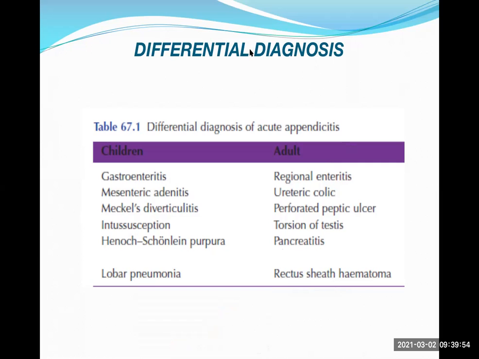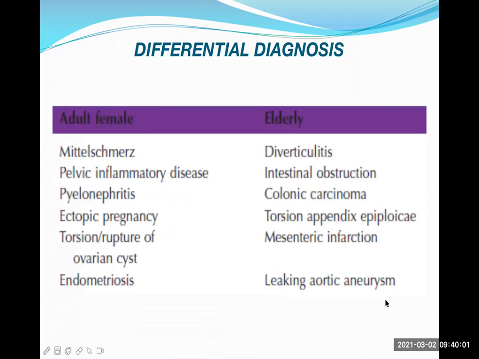Let's move on. Now, in case of female, what are the differential diagnoses? See here, in adult female, Mittelschmerz pain may be considered as one of the differential diagnoses. Now, anybody tell me what is Mittelschmerz pain? Pain on ovulation. Sir, it is ovulation pain, and it is also known as mid-cycle pain because it comes in the middle of the menstrual cycle. Absolutely, both of them are correct. This is mid-cycle pain or ovulation pain.